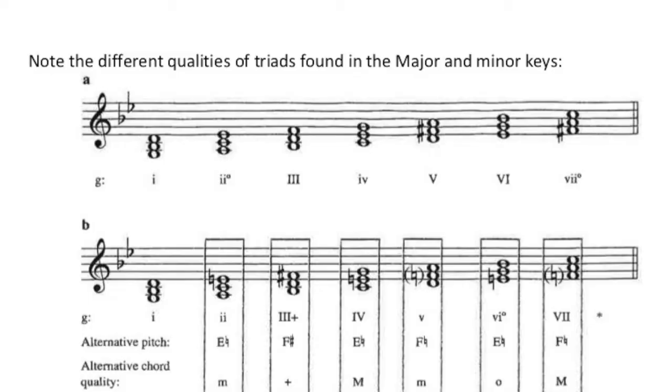Chord 6 in G minor is a major triad. It's an E flat major chord. And chord 7 again with the raised leading tone is a diminished chord. Okay, so those are the chords within G minor.